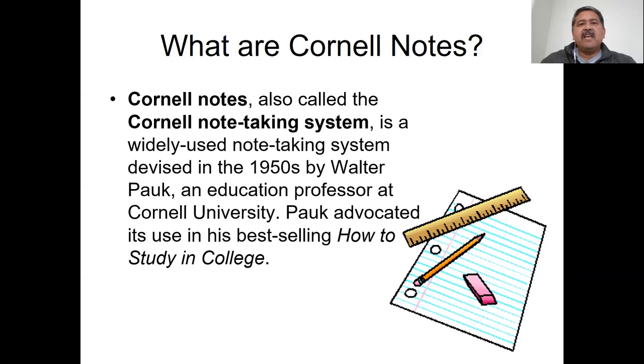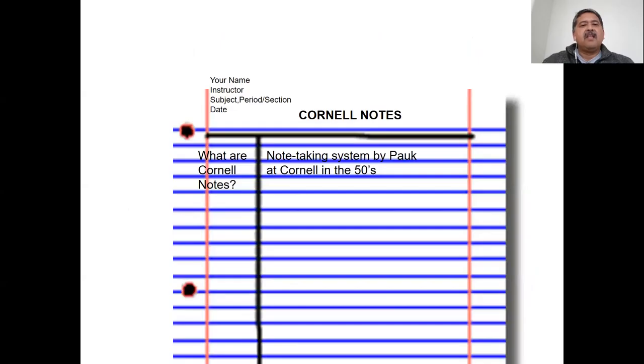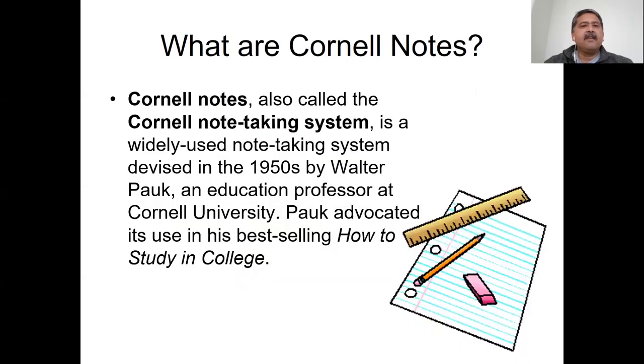Now, if you were actually taking notes on the PowerPoint today, I wouldn't want you to write all this information. I would want you to possibly know all this information, but I wouldn't want you to write this down word per word. If you just wrote this, note-taking system by Pauk at Cornell in the 50s, you essentially would have all the information that you need from this slide. Let's take a look back. Cornell notes, 50s, Pauk, Cornell, maybe the name of the book.